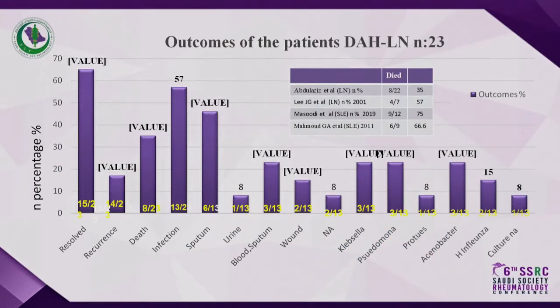Outcome of patients with diffuse alveolar hemorrhage: resolution occurred in more than 60%, and death was seen in about 35%. This is the lowest among all the other reported series of the same kind. In lupus nephritis patients, Lee reported, even though the sample was very small, a 57% mortality rate, and in 9 of 12 patients with diffuse alveolar hemorrhage, 75% mortality. Mahmoud et al. showed 66% in SLE patients.